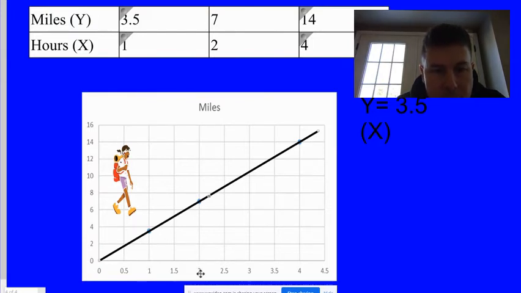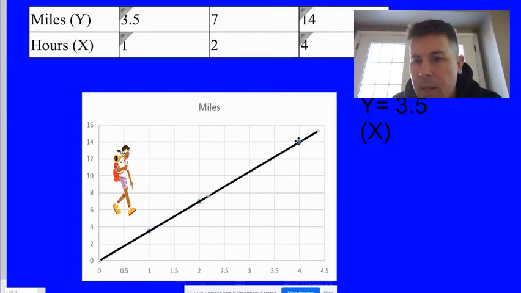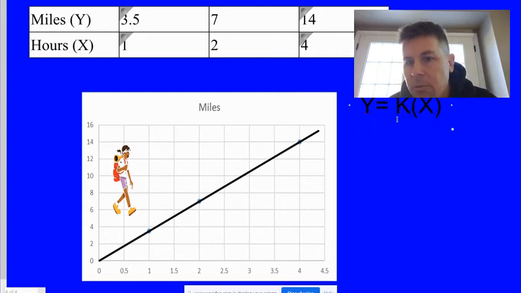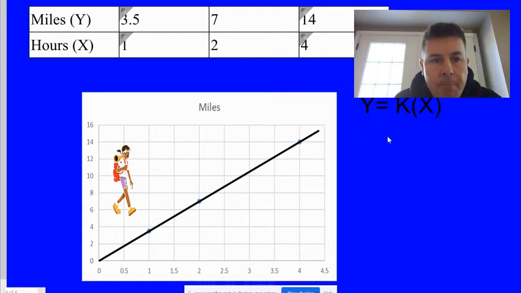In 2 hours, she had traveled 7 miles. In 4 hours, she had traveled 14 miles is what we came up with. Okay, and I'm going to take this and write out what our equation would be. We've talked about the table that we see at the top.